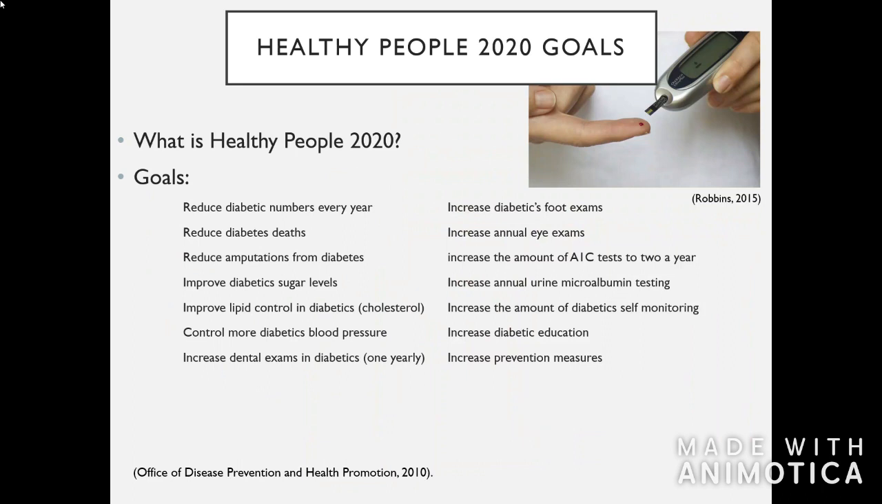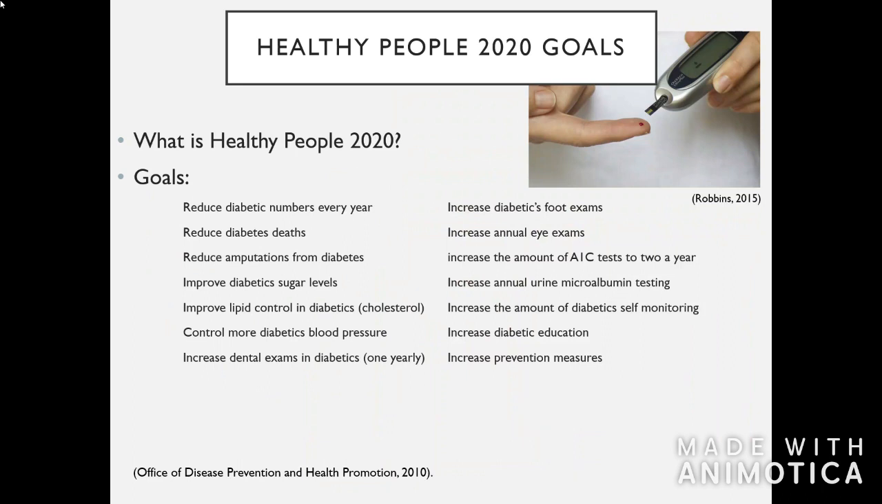annual foot and eye exams, increasing the proportion of diabetics who complete A1C tests to twice a year, increasing the proportion of urine testing in diabetics, increasing the amount of diabetes education, increasing the proportion of known diabetics, and increasing prevention measures. For more specifics, please visit healthypeople.gov.